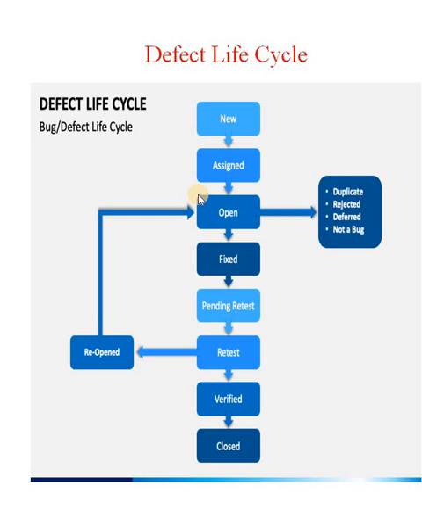In this assigned state, a manager or team head or project head assigns the newly arisen defect to your development team or developer's head, and this state is known as the assigned state. I hope you understood this second stage of the defect life cycle. Then the third stage, which is the open stage or open state.